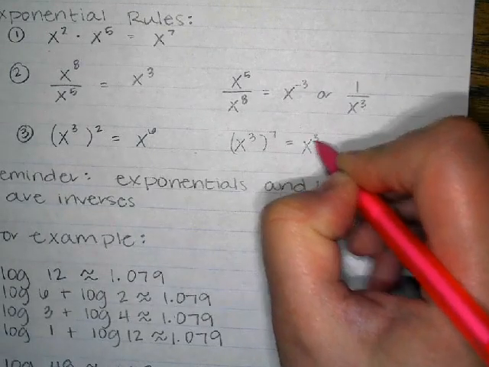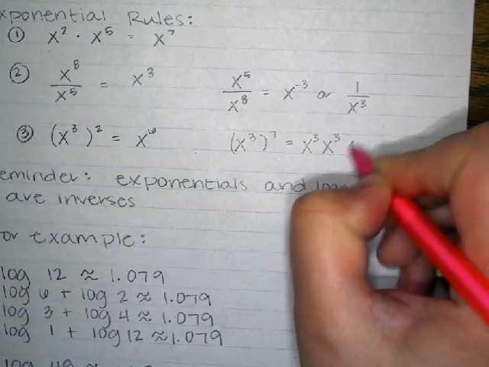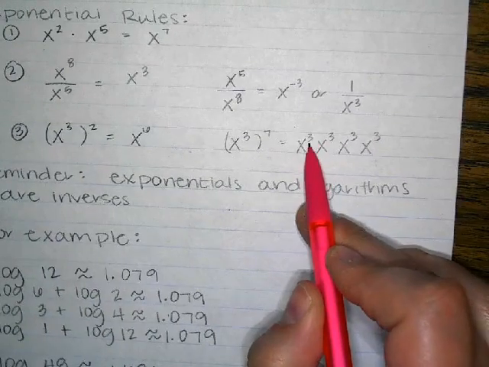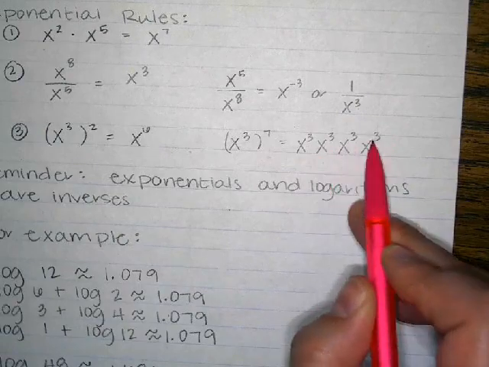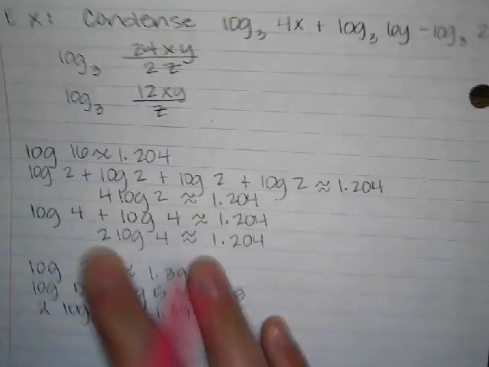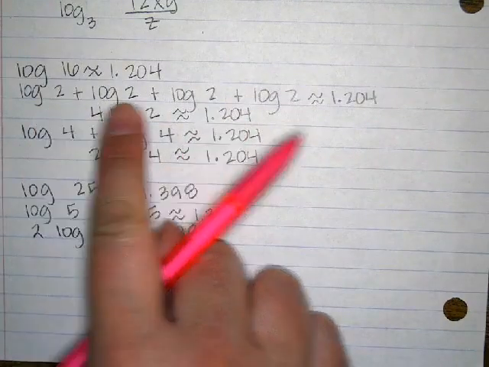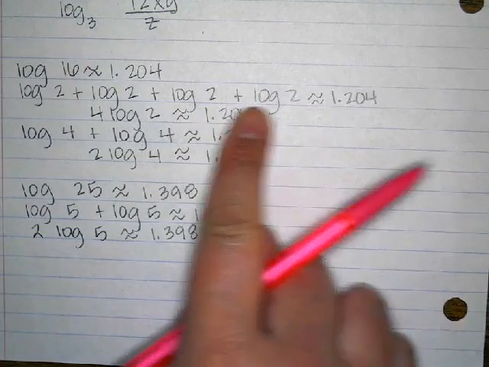And do you guys see how this is becoming repeated addition? Yeah. So that's what this is saying over here, is that when I do this with logarithms, I'm having repeated addition. Does that make sense? So whenever I have an exponent, let me show you how this works.